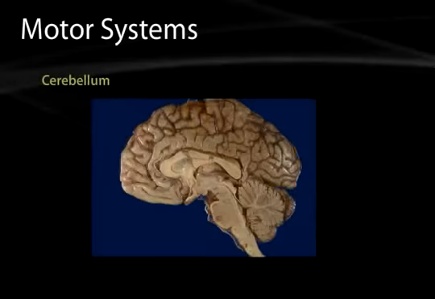The cerebellum is an amazing structure in the brain that really helps coordinate movement. Without a cerebellum, you have major problems making coordinated movements, such as reaching or even drinking a glass of water.